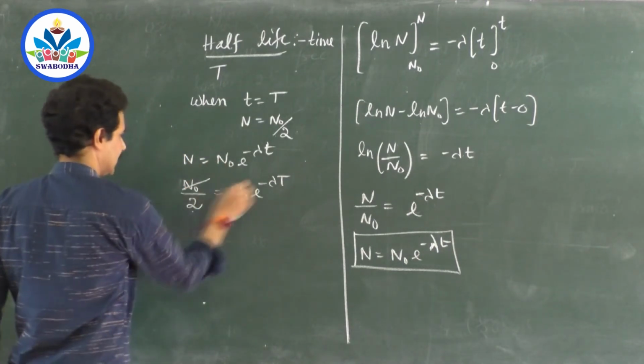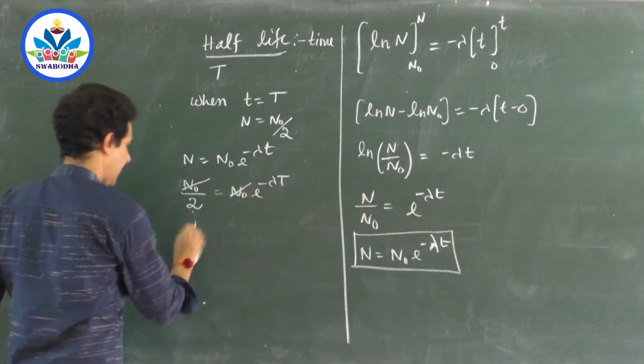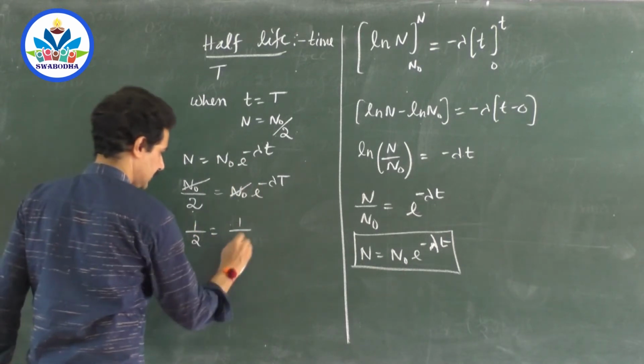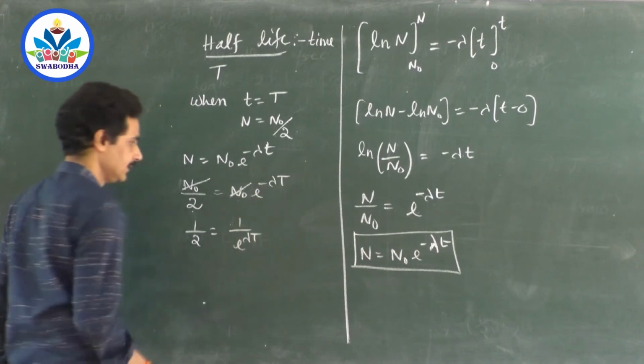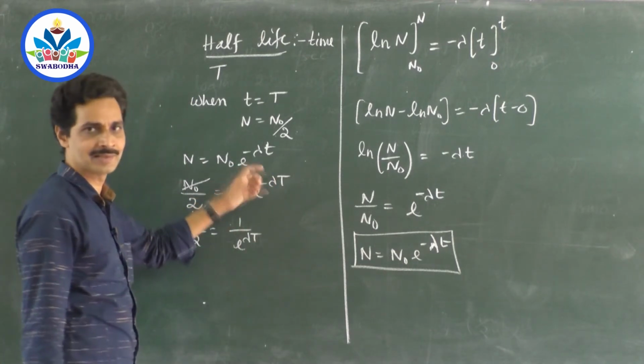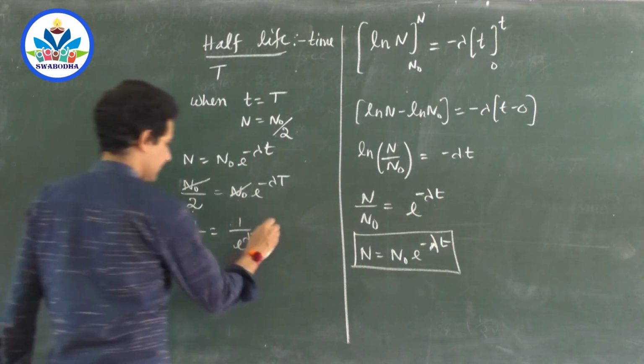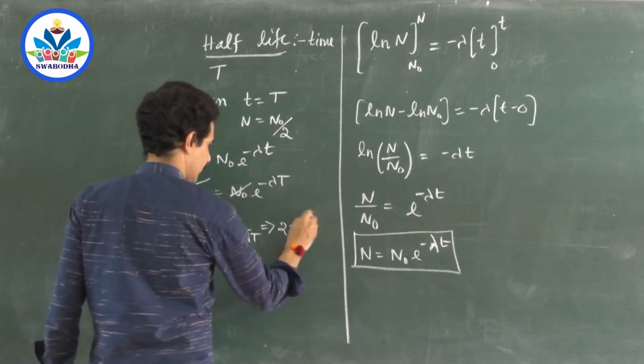So N naught gets cancelled, and half is equal to 1 by e to the power plus lambda t. You know that e to the power minus x is 1 by e to the power plus x. That implies 2 is equal to e to the power lambda t.